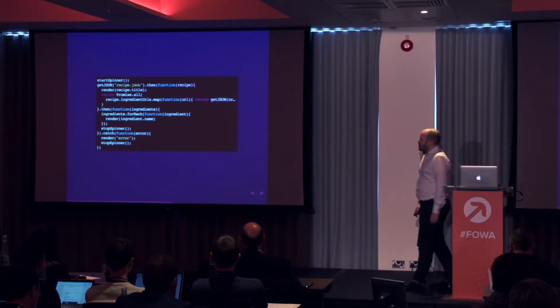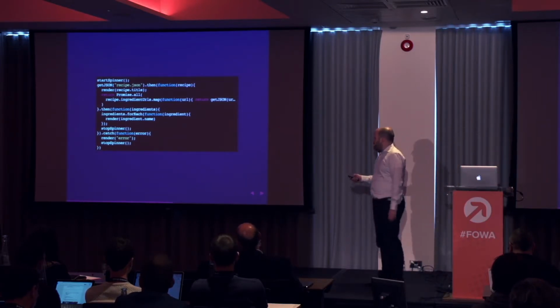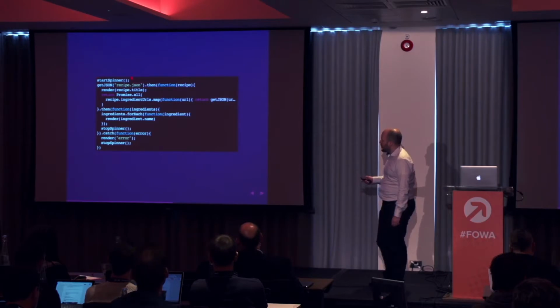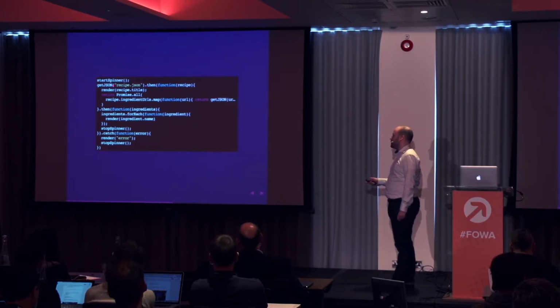I've rewritten the code to work with promises here. I did this by rewriting the getJSON function to return a promise. So all we have to do is start the spinner. We're going to get the recipe.json. And when that's done, we're going to catch the recipe title.